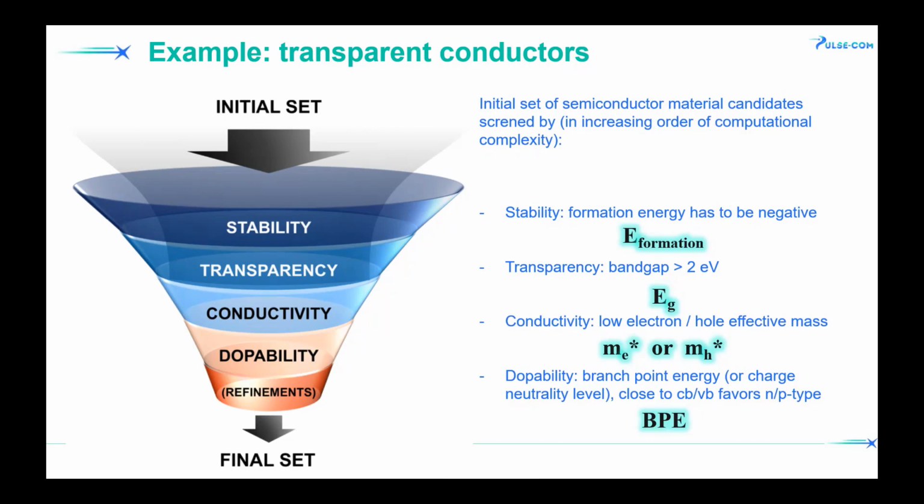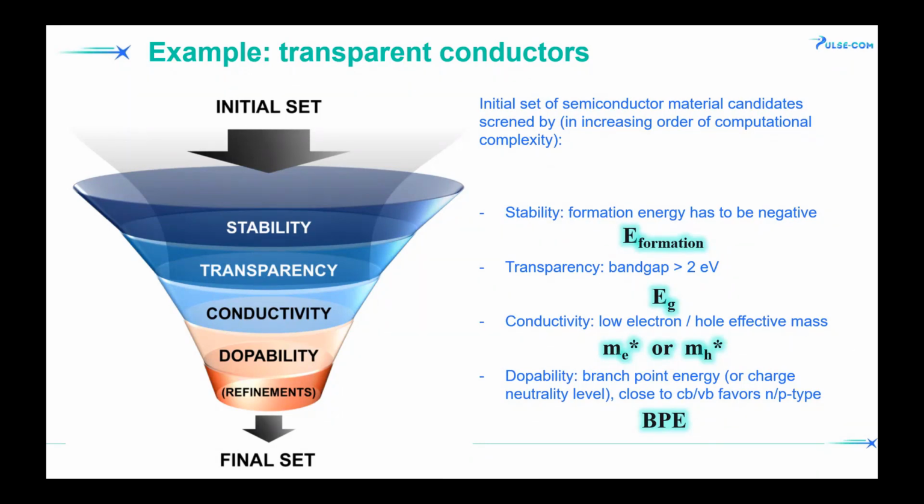So a few criteria are applied to the materials. It has to be stable, it has to be transparent, conductive, and it has to be dopable. What does it all mean? For stability, it means that the formation energy has to be negative. So if you have zinc oxide, I will use this example, if you calculate zinc and oxygen separately, then when you combine it, it has to have lower energy. So it has to be thermodynamically favored to form.